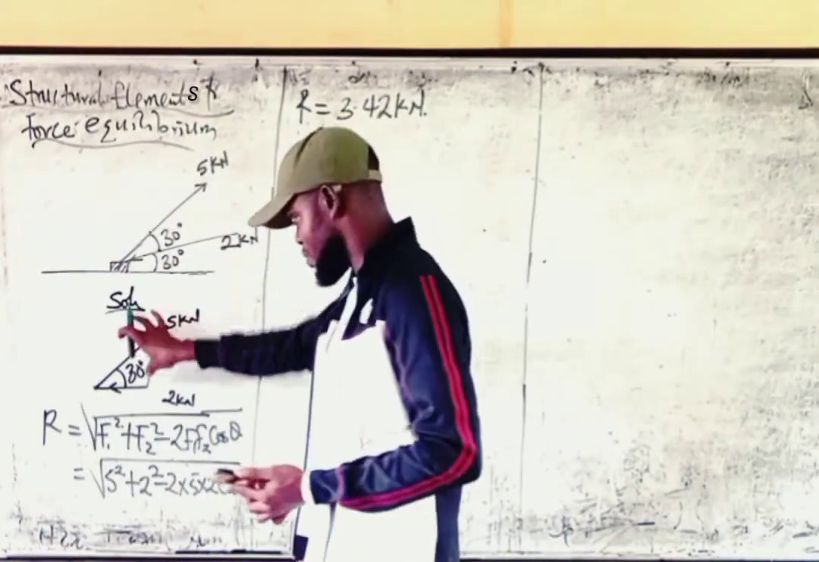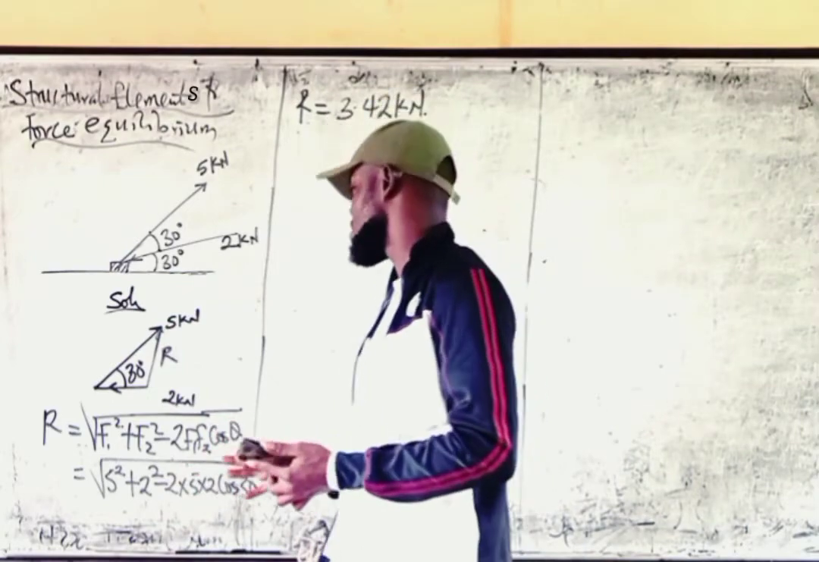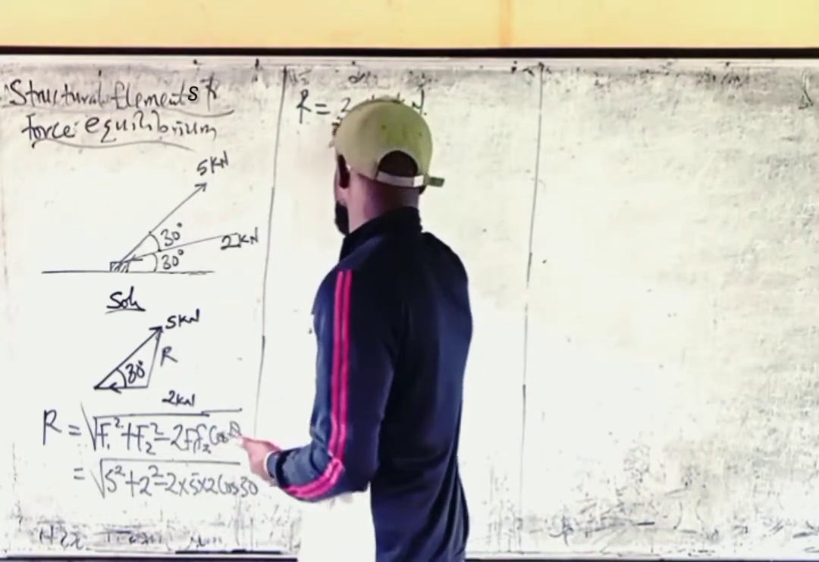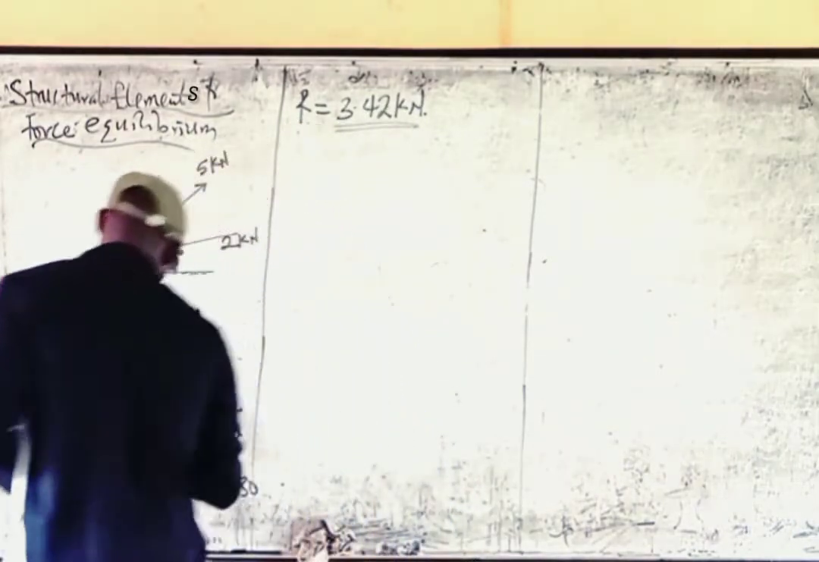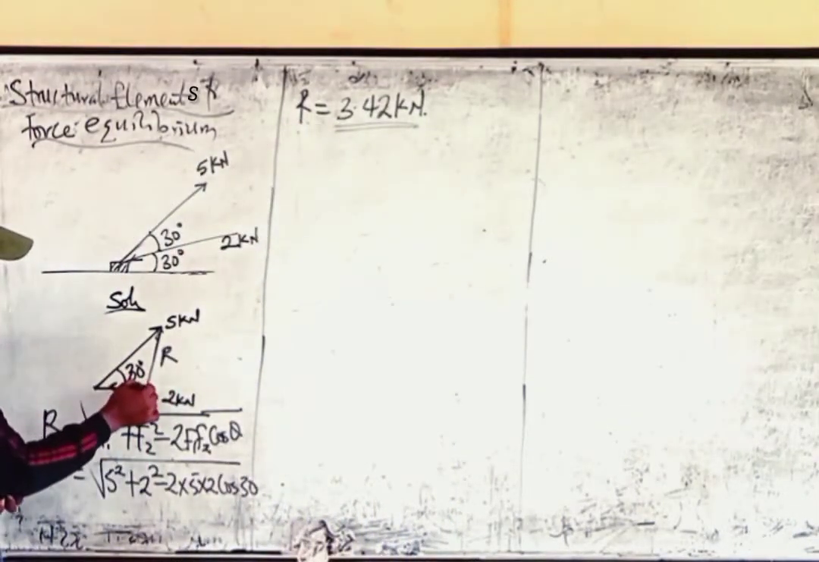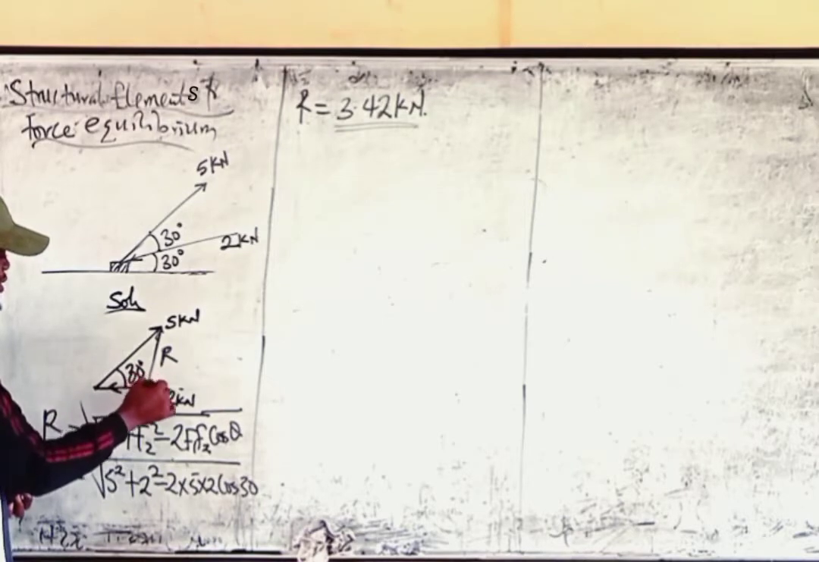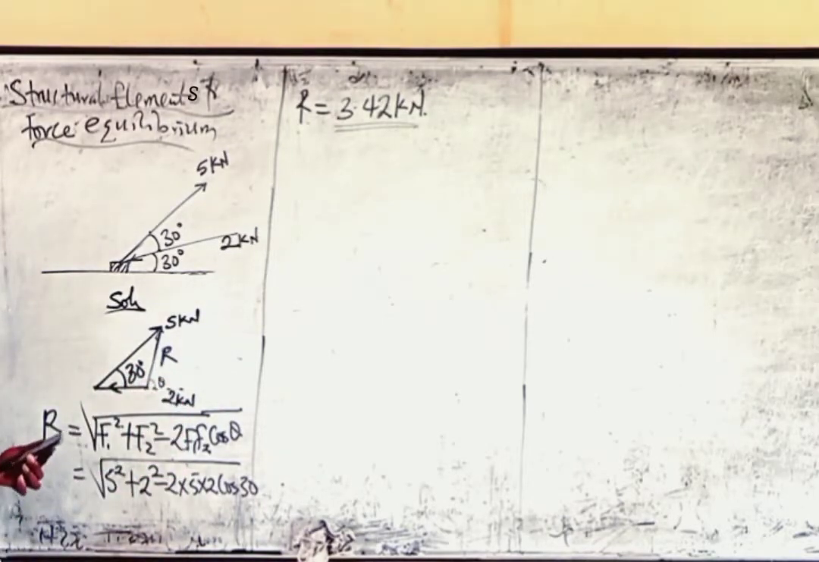Now, this is the first way to solve it. This is the answer to the question. The second question now is, what is the direction? What is this theta? The direction of this resultant to the positive x-axis. What will be that direction?